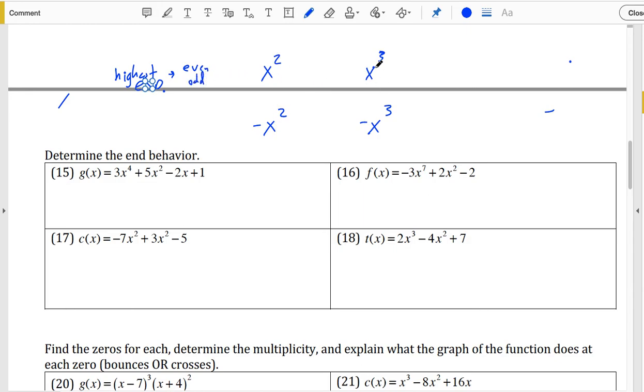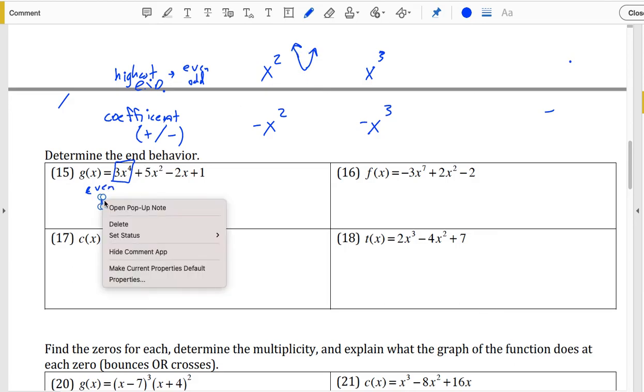Notice how these two are even, those two are odd. And also has to do with the coefficient of that term, and whether it's positive or negative. Okay, so for this one, our highest degree term is right here. It's even, so we know we're working with those two. And it is positive, so we know we're working with this one. So if we know what x squared looks like, remember x squared looks like that. So its end behavior is going to be the same as x squared.